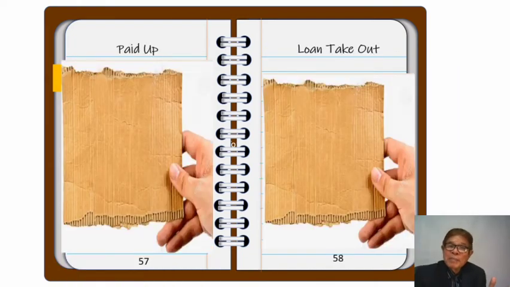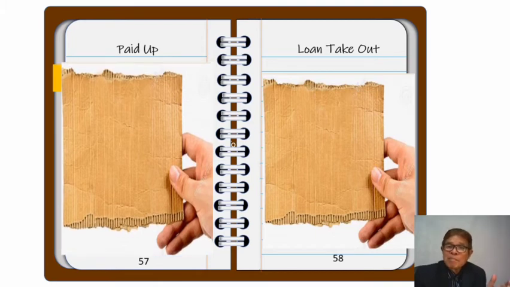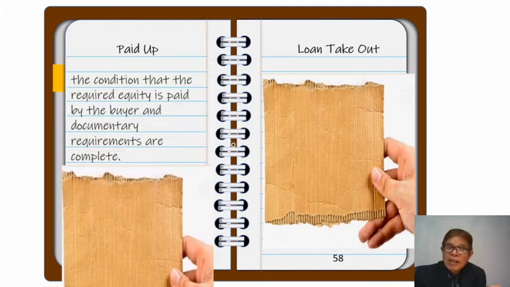What do we mean by paid up? Paid up means the condition that the required equity is paid by the buyer and documentary requirements are complete. When I was a salesperson, I was asked by my broker, is the sale paid up? He is actually interested in the release of the commission because once the equity or down payment is fully paid, developers normally release a big portion of the commission.